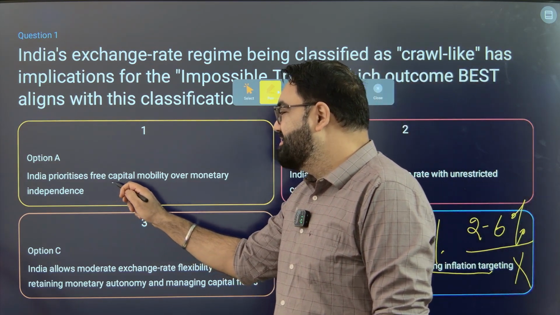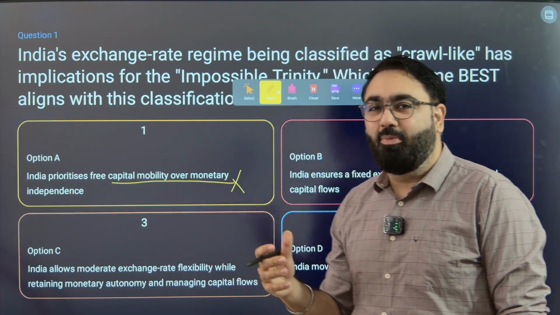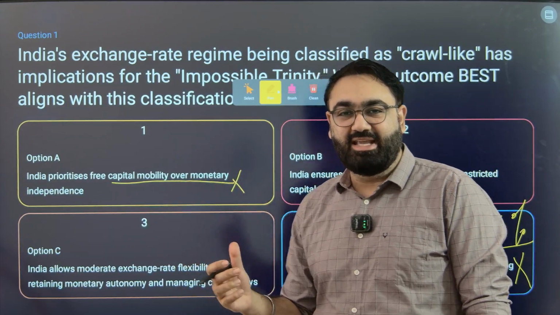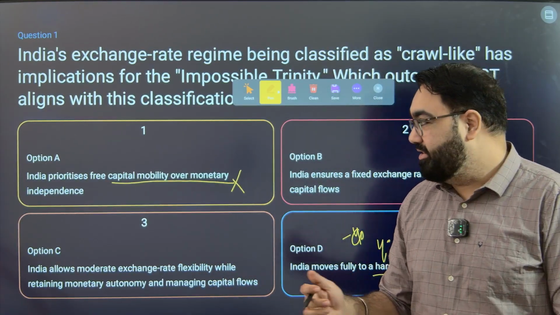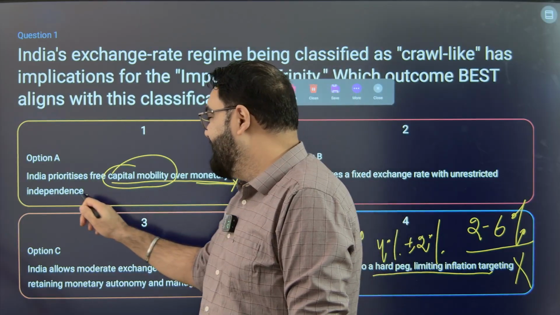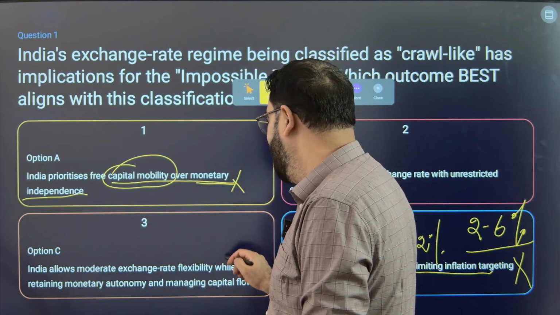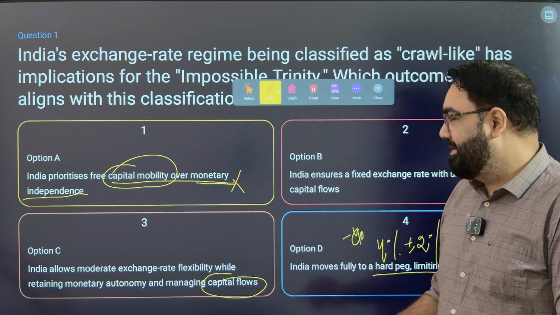India prioritizes free capital mobility over monetary independence? No. The trilemma, or the trinity problem as we say, is that there are three factors that a country like India wants to manage together. First factor, the capital mobility. Second, the monetary independence. And third is the capital inflow. These are the three things that we have to manage together. That is how the policies are made.